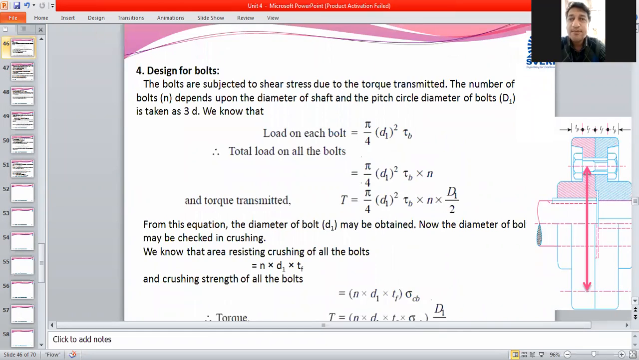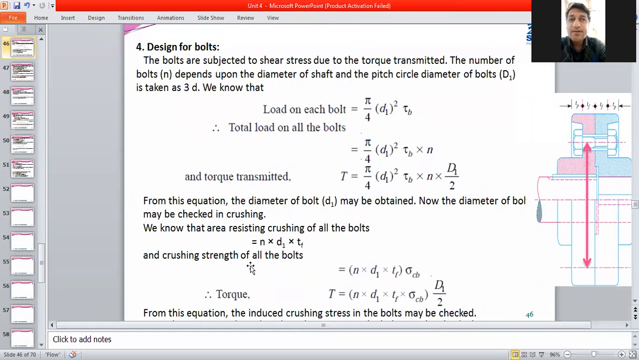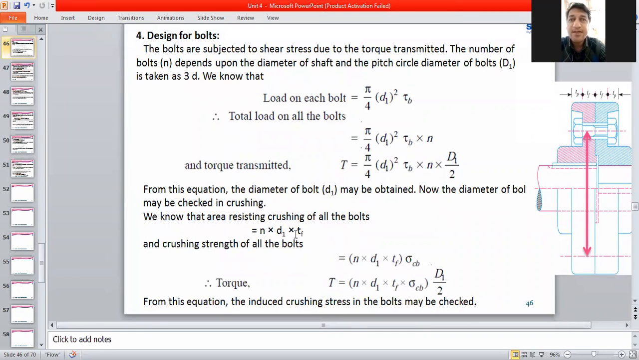Now, the crushing strength of the bolt is calculated by multiplying the area by the stress. So the crushing stress, that is nothing but the allowable compressive stress, multiplied by area, is going to become force. This is the crushing force which will be sustained by all bolts together. And if you want to calculate the torque, just multiply it by the radius, that is d1 by 2. This force multiplied by d1 by 2 will be the torque.